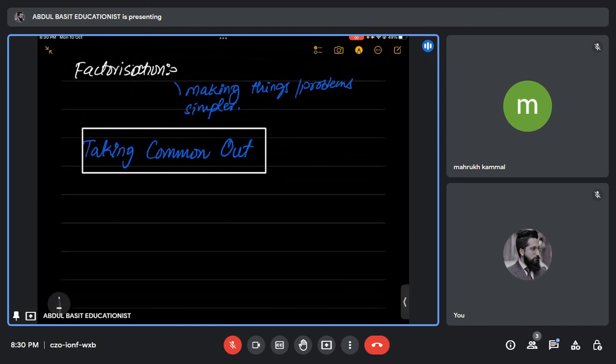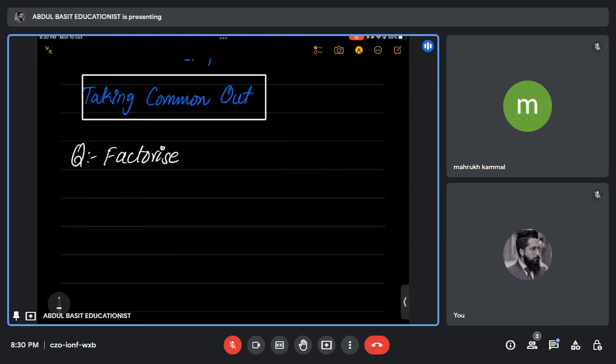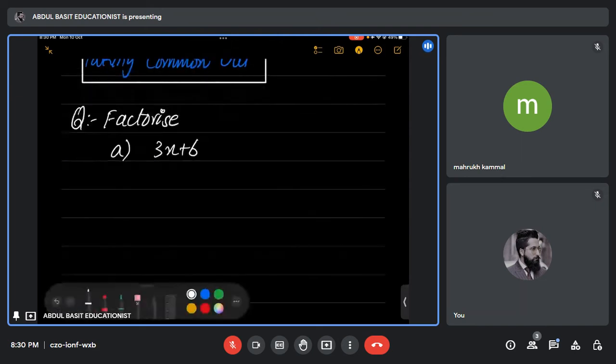So before going toward the complex things, we must know how to do this. For example, you get a question in the exam and it would always say factorize. So factorize means take common out. First of all, you have to look at the question. For example, if this is the question, 3x plus 6, what do you think? What is common in this question?